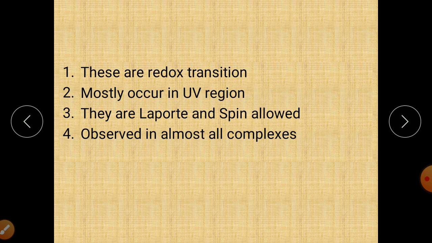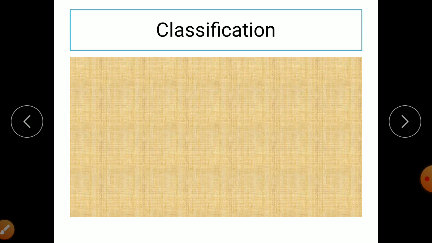Because in d-d transition, it's only spin allowed. In some cases the Laporte is allowed, but they are very weak in intensity. But in the case of charge transfer spectra, they are Laporte as well as spin allowed transitions. And almost all the complexes show the CT or charge transfer spectra.